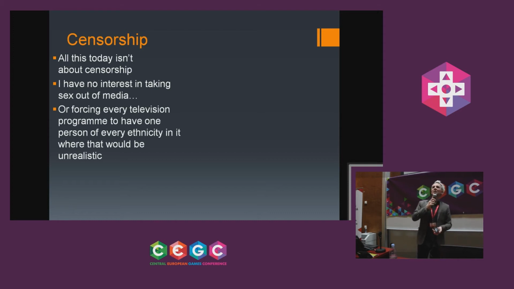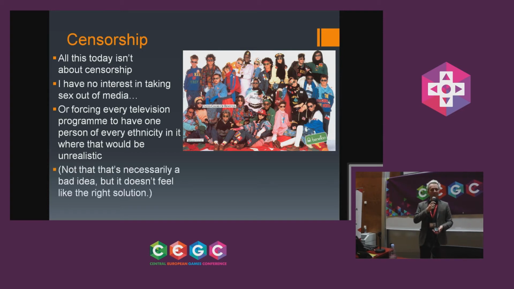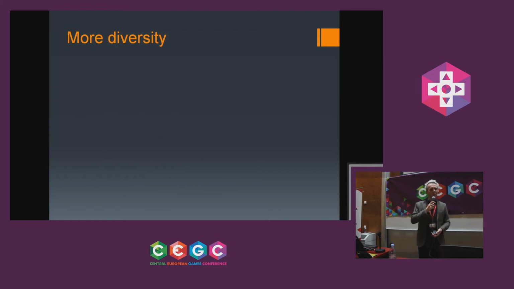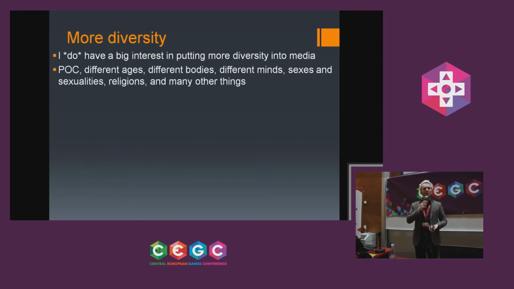I'm not interested in forcing every television program to have one person of every ethnicity in it, where that would be unrealistic and it all looks like a United Colors of Benetton advert, which isn't necessarily a bad thing. That's not necessarily a bad idea, but it doesn't necessarily feel like the right solution either. It feels forced in a weird way. And that's strange. What I want is more diversity. I do have a big interest in putting diversity into media. People of colour, different ages, different bodies, different minds, sexes and sexualities, all agendas, religions, and many other things. I think we should have these in the media where it fits, where this is naturally happening in society, which is everywhere. Because this stuff is everywhere around us.